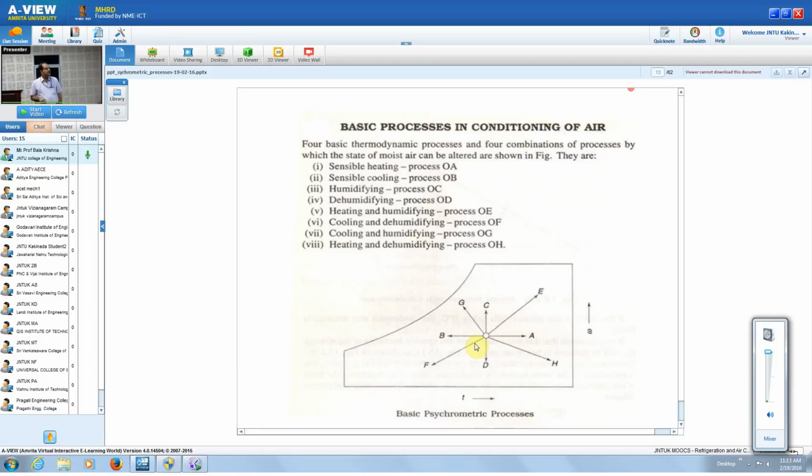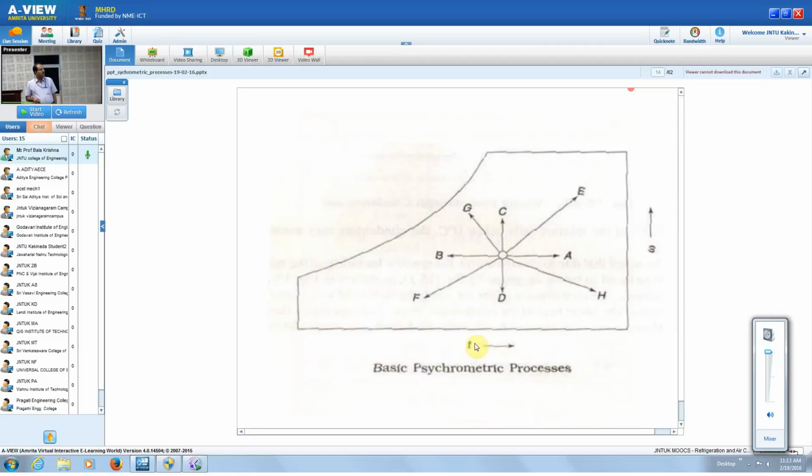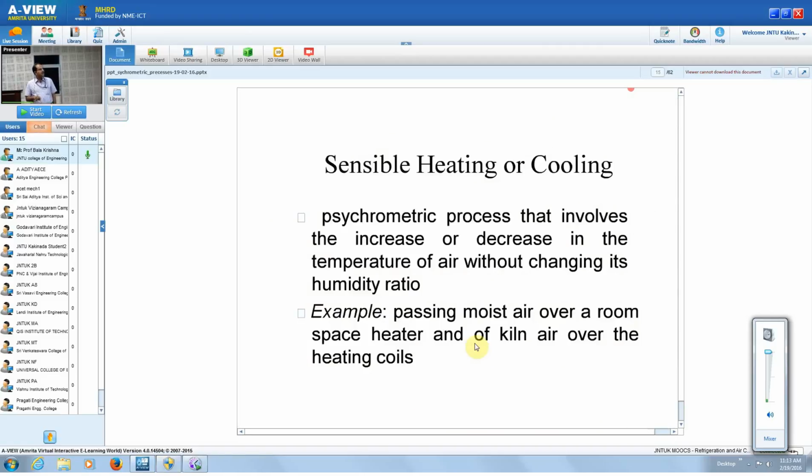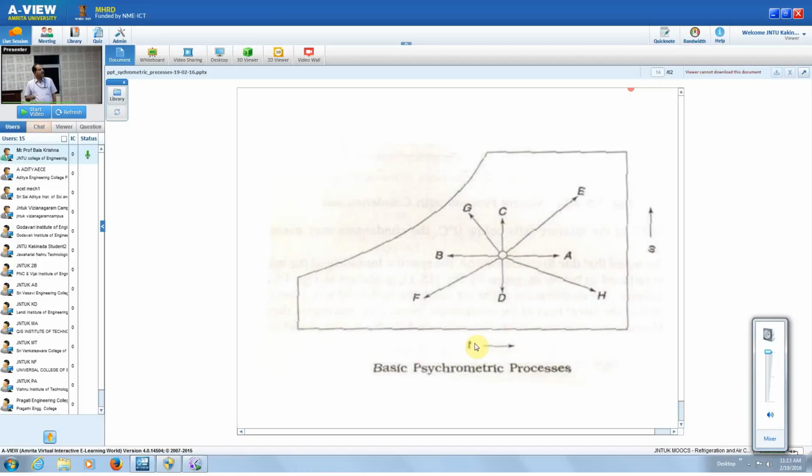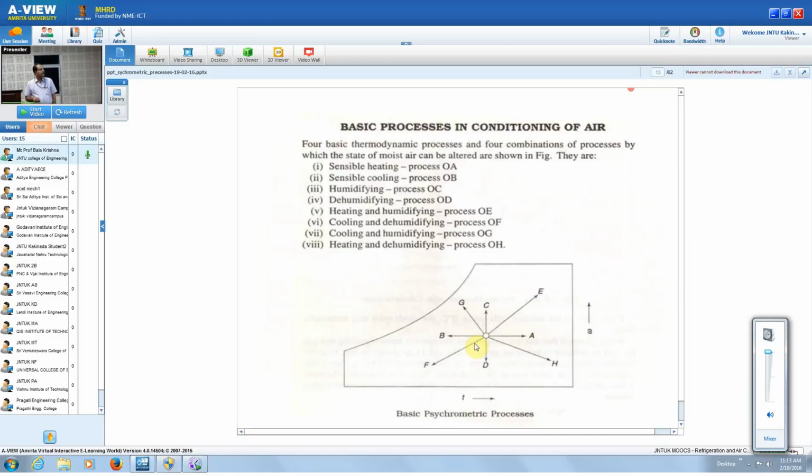Next slide, please. This is the same diagram. Then the next one is sensible cooling. Automatically the opposite of heating is cooling. So this is the sensible heating. Then if you come to the opposite side, it is sensible cooling. Okay. Then let me explain purifying.